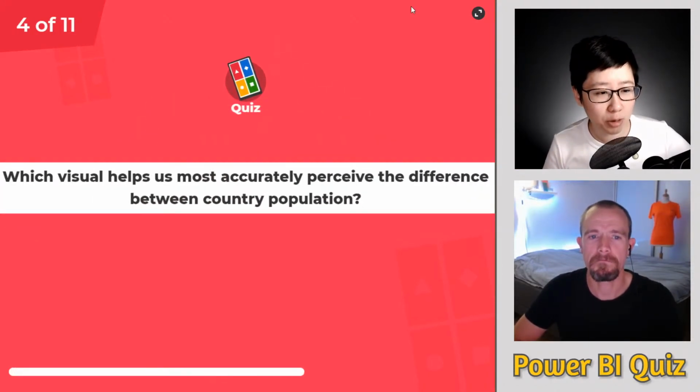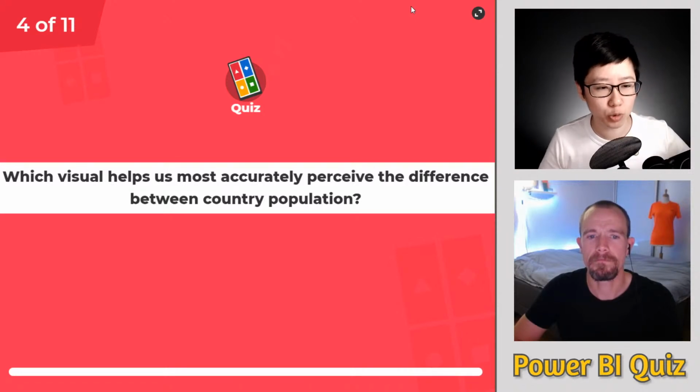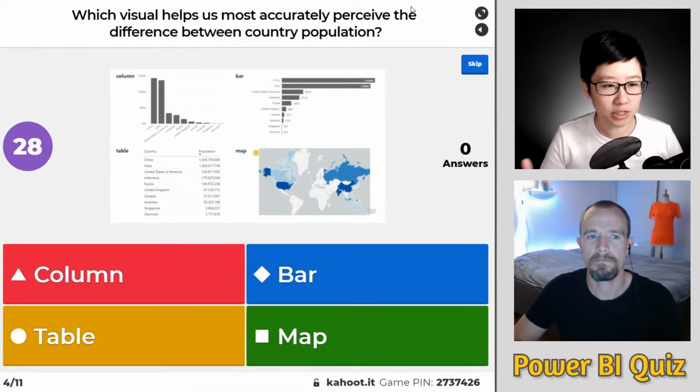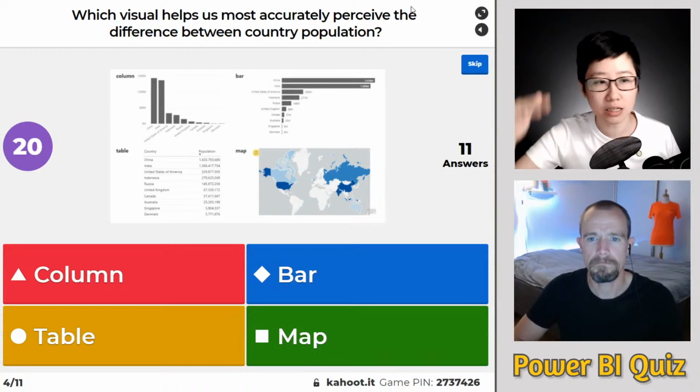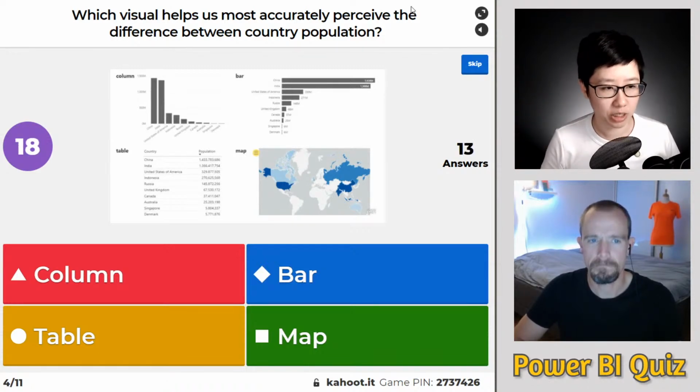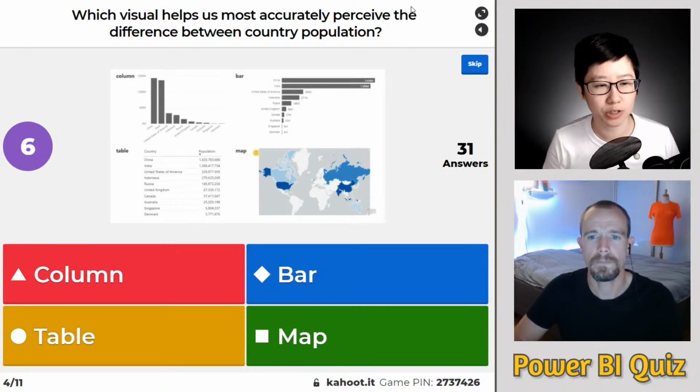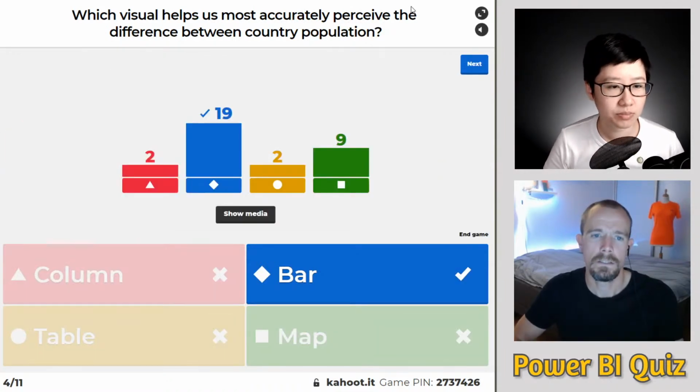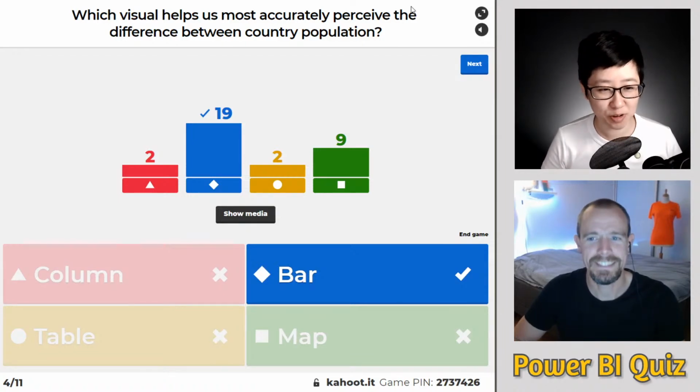Which visual helps us most accurately perceive the difference between country populations? All the data here is showing the various countries with their population. Which one would help you best perceive the difference in the different countries' population? Would it be the column, the bar, the table, or a heat map across the entire globe? You want to find the one that best helps you see the difference between the different nations. Okay, that's the one that most people got.